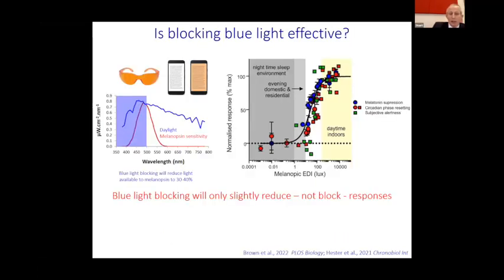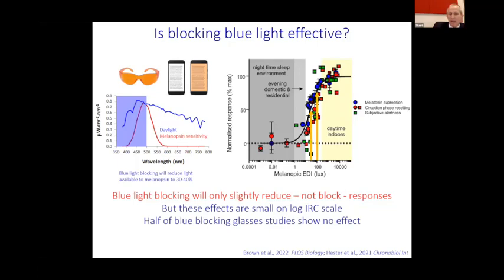Similarly, for blue blocking, so this is daylight, typically with blue blocking people cut out below 500 nanometers. It still leaves this whole area of the melanopsin sensitivity curve where the eye is still capable of detecting and responding to light. And again, on a log dose response curve or radiance response curve scale, that's a difference of about there to there. So it's not perhaps surprising that in many studies using blue blocking glasses, these studies show no effect.